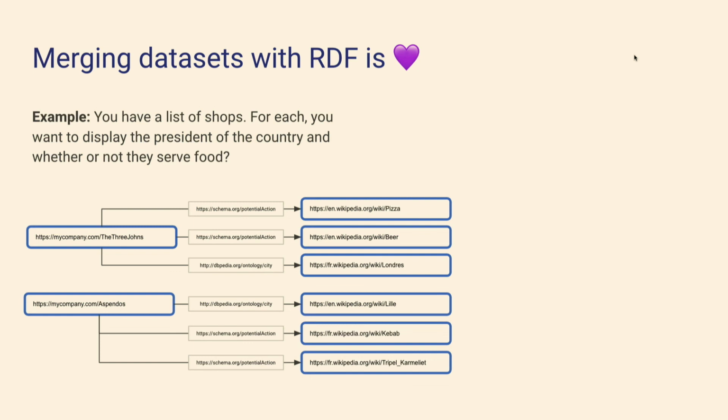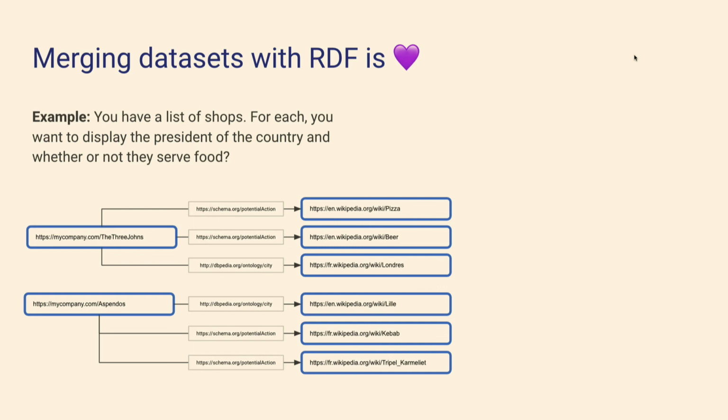If you were having your own data set, your normal, hey, this is the city name, hey, this is what they serve from your drop-down of things, you would have to create your own mapping that says this city is in this country, and this country's president is this person, and you need to maintain it. Same thing for all of the potential actions, like all of the things you can get from this shop, you would have to maintain whether this is food related or not.